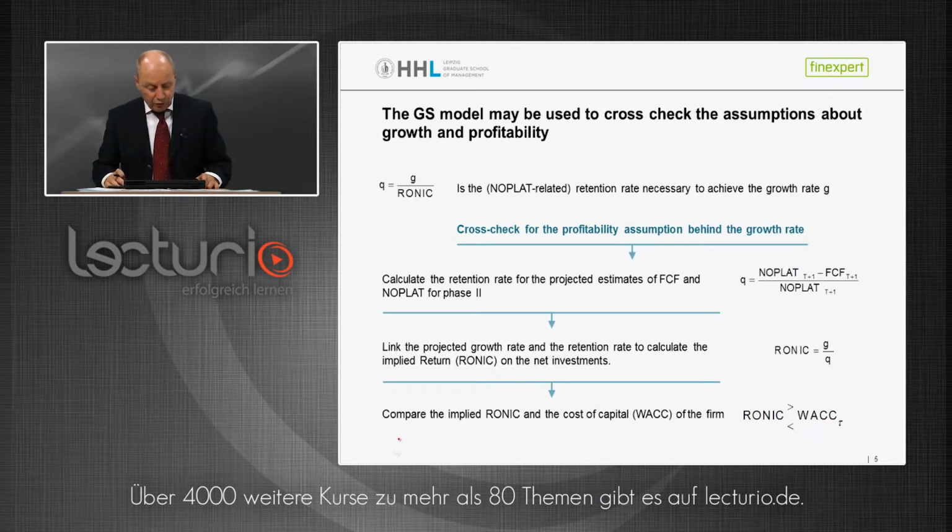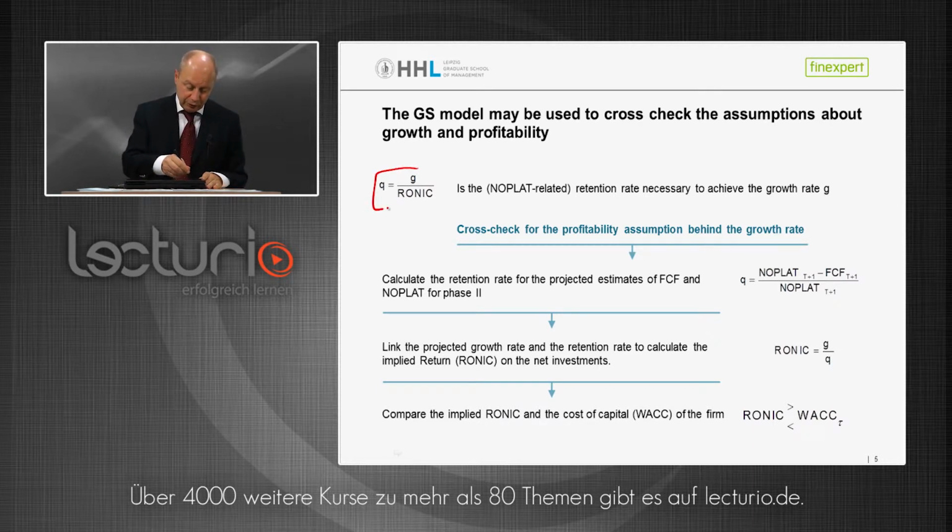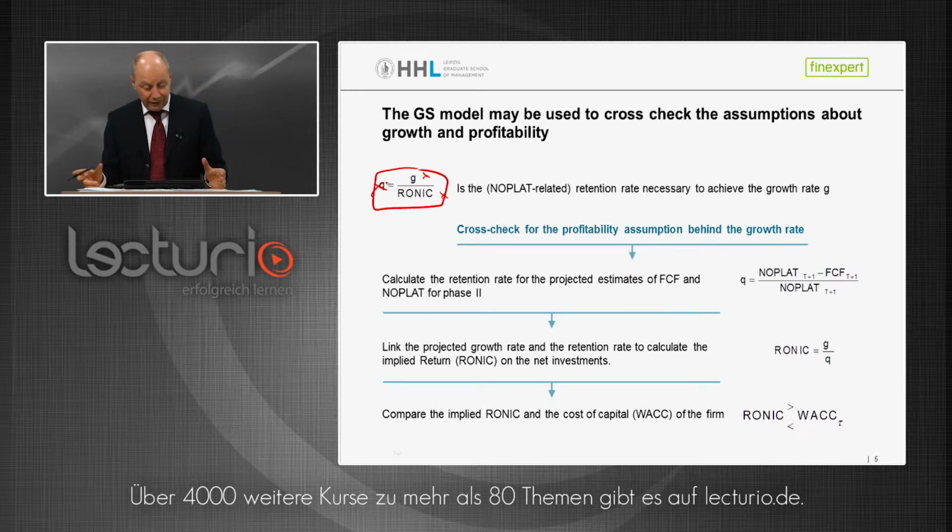So now I would like to show you a sanity check that is very, very helpful if applied on valuation reports, especially in the terminal value setting. So the idea is that we use this triangle between growth rate, rate of return, and retention rate by calculating the retention rate for the first year in the terminal value calculation, or, which is the same usually, the last year in phase number 1.